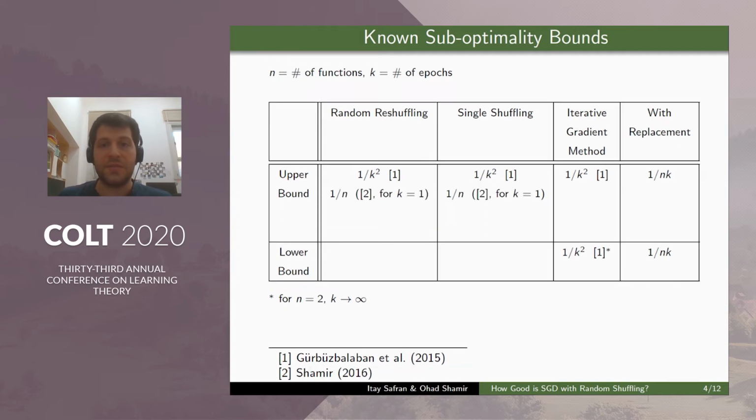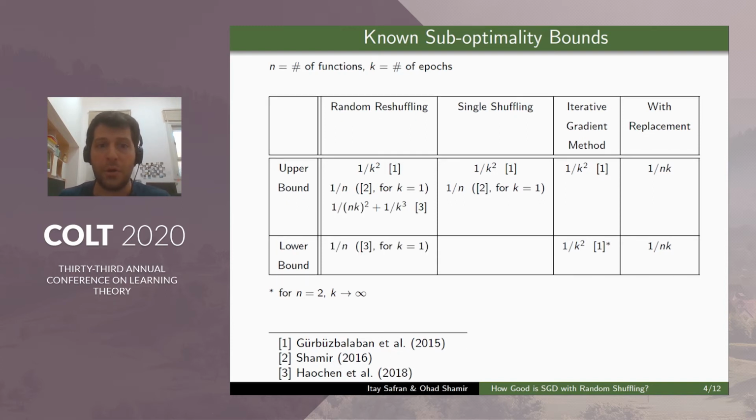However, it would make sense that for other sampling techniques, namely single shuffling and random reshuffling, the bound should improve with the larger number of functions we have. And this was indeed what was shown by Ohad Shamir. So we do get that for just a single epoch, the bound improves with the number of functions, but it is not clear what happens when we perform more than one epoch.